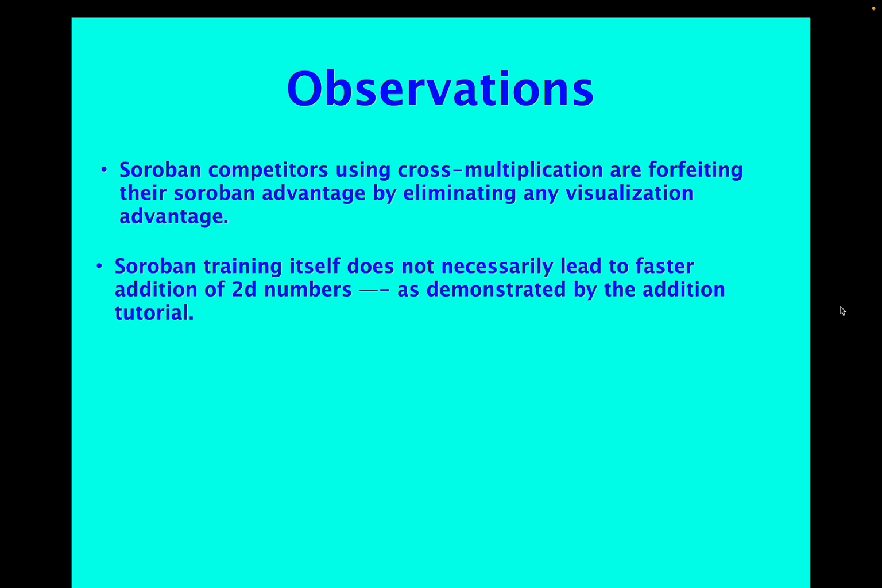Additionally, I do not believe that Soroban training necessarily produces faster times for two-digit addition. Yes, if you've practiced flash anzan a lot, you've practiced addition a lot, that will help your times. But as I showed in the addition tutorial video, top Western competitors appear to be able to add two-digit numbers at approximately the same speed as top Soroban competitors. Soroban training allows you to add additional columns, but it's not directly going to increase your speed, although if you are practicing flash anzan a lot, you will increase your speed.